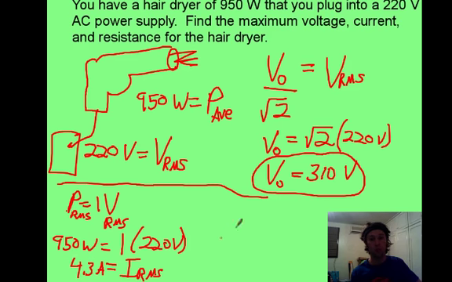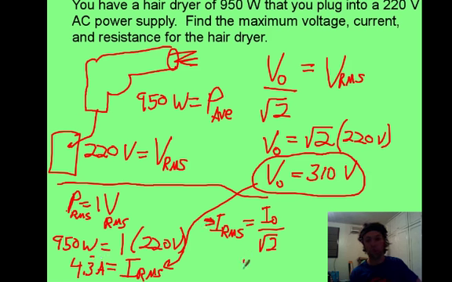4.3 amps. Then you do the exact same thing that you did here, and you say that I RMS is going to equal your Imax divided by the square root of 2. And you plug in your 4.3 amps right here. You solve for I sub 0, and you'll get an I sub 0 here of the much higher 6.1 amps.